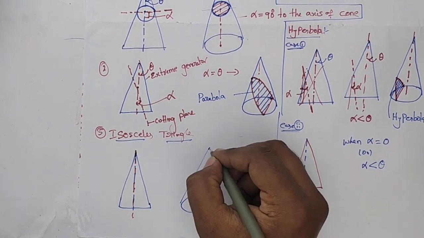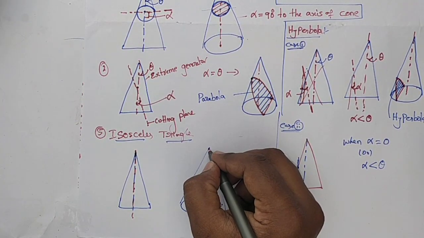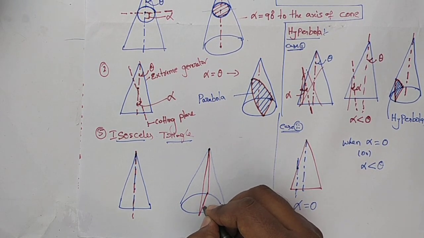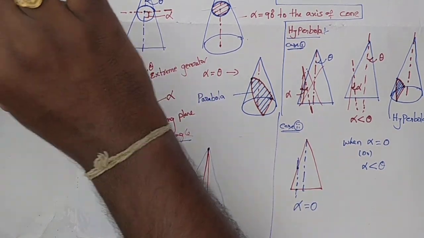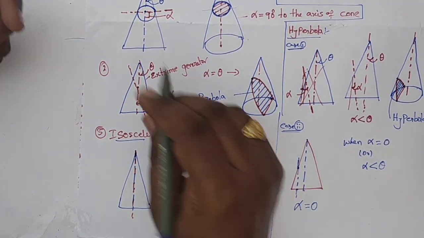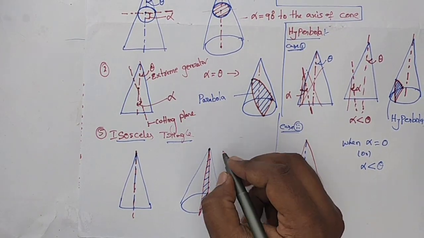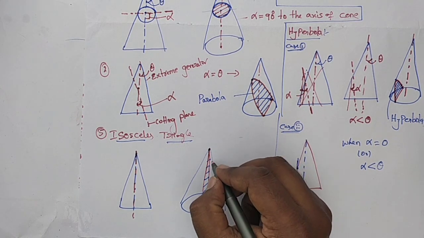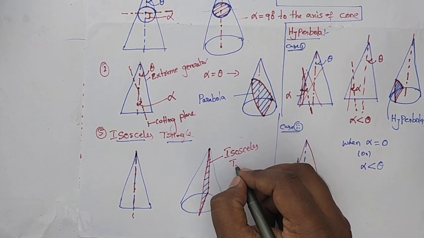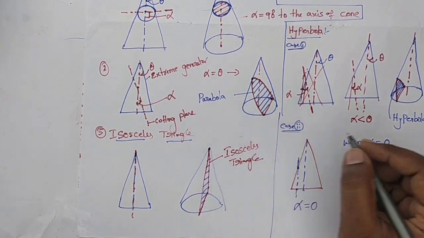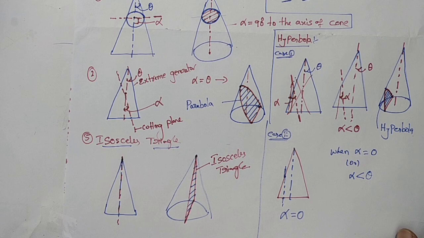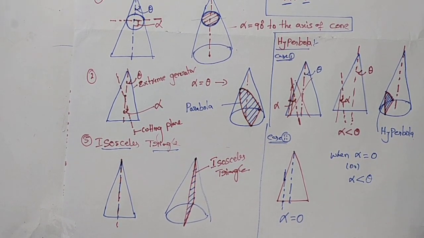It is the apex. Here the curve is formed. It is the isosceles triangle. Due to the cutting of the cone with a section plane passing through the apex, it is known as isosceles triangle. Okay, it is about conic sections, an introduction to the conic sections.